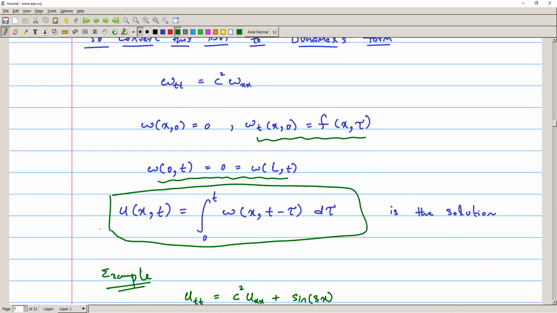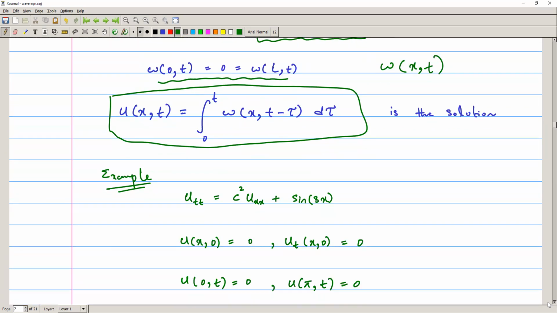All right, u of x,t is equal to the integral from 0 to t of w of x,t minus tau d tau. So first of all, we have to find this function w of x,t to apply Duhamel's principle, right? So let's take an example.